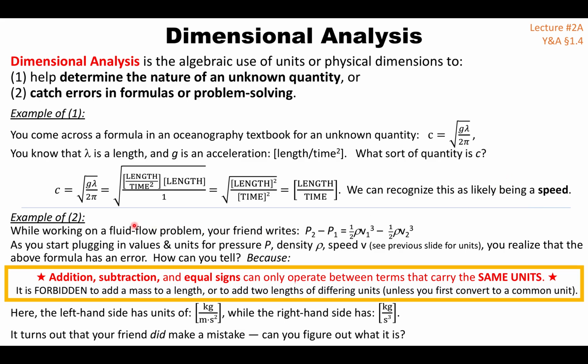Here's an example of the second thing where we can catch a mistake. Notice that the left-hand side of this equation is pressures, a difference between two pressures, and the right-hand side here has densities times speed cubed, density times speed cubed. So suppose your friend writes this down, you're working on a fluid flow problem, you're using Bernoulli's equation, your friend writes this down, and then you start plugging in values and working.